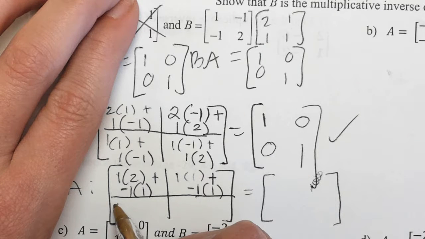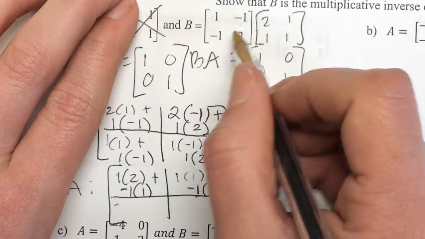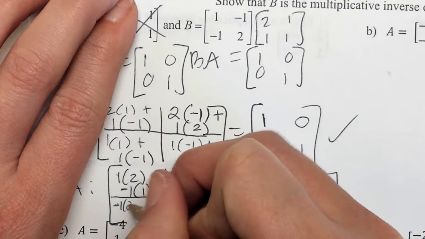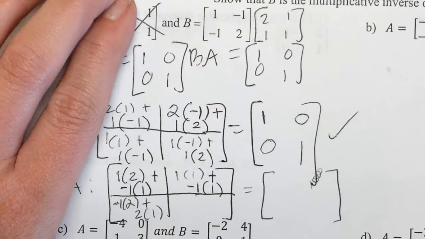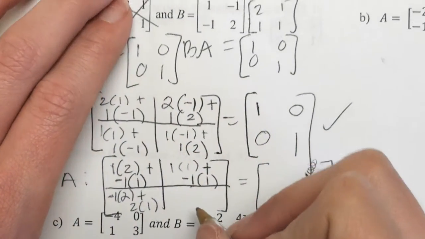Okay, 0? Yes. So it'd be negative 1 times 2. I'm just going to write it out. I know you did it in your head. Negative 1 plus 2 times 1. 2 times 1. Good. All right, and then my last spot.